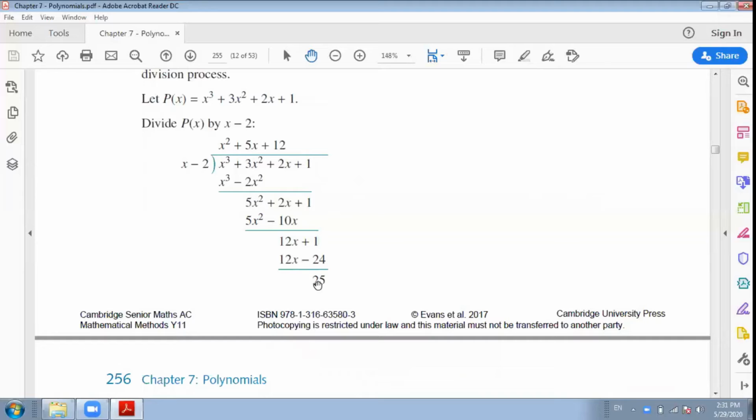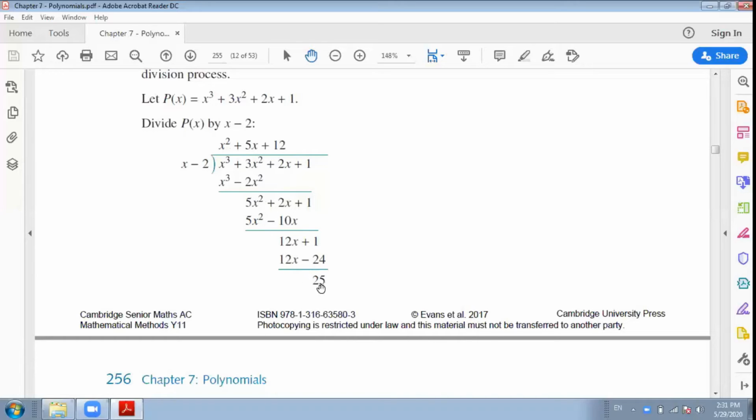But if it is not completely divisible, like this one where the remainder is 25, then we have to write it in another way, as we studied yesterday. First we write the divisor in brackets, then the answer in another bracket, and then add the remainder. So this is the divisor, x minus 2 in brackets, then x square plus 5x plus 12 in brackets, and then plus 25. This is also a type of factorization of a polynomial, when it is not completely divisible and we have a remainder.